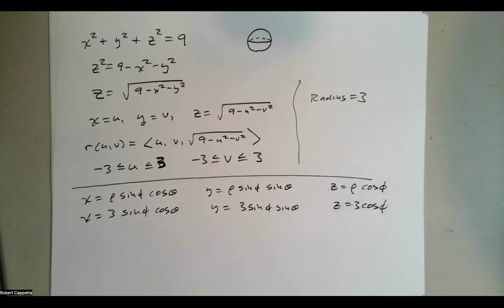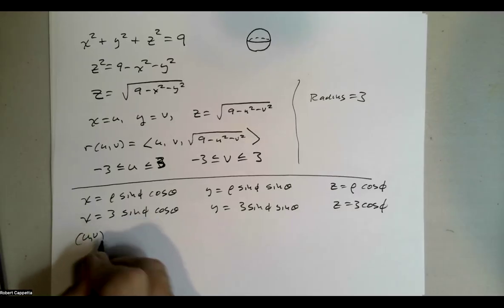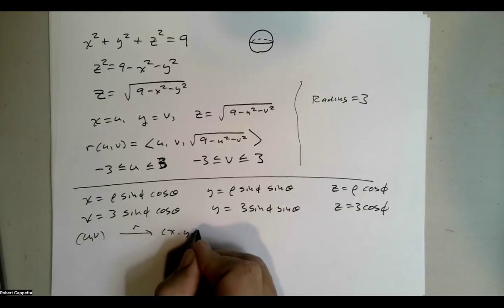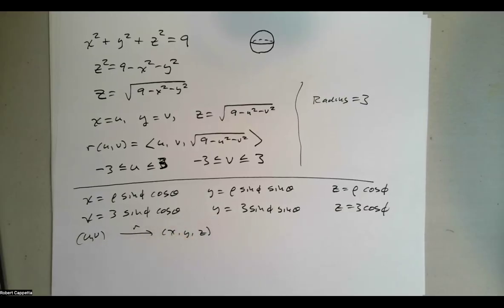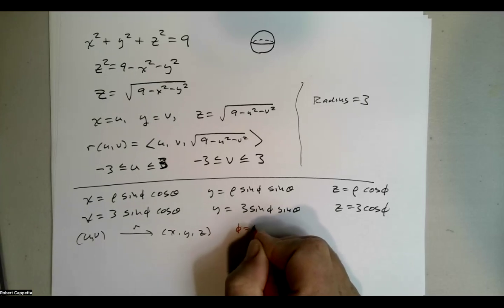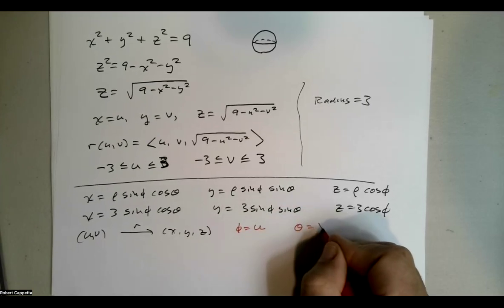Now remember, we're going to go from a point uv to a point xyz. So uv gets moved to a point xyz. So how are we going to do this? Well, let's say u is going to be represented by phi. So wherever we see phi, we'll call that u. And whenever we see theta, we'll call that v.